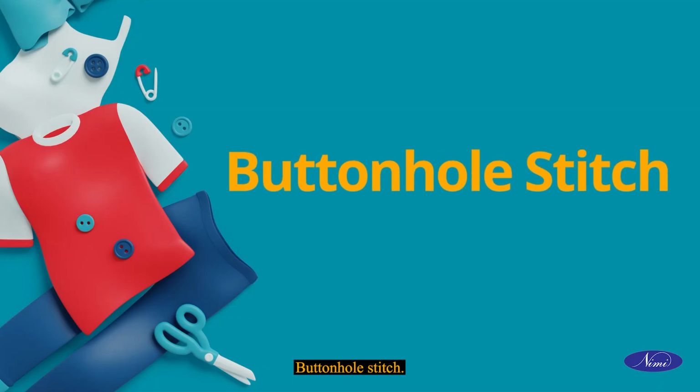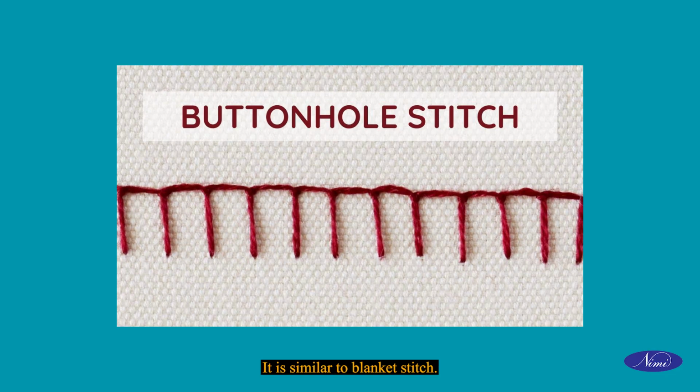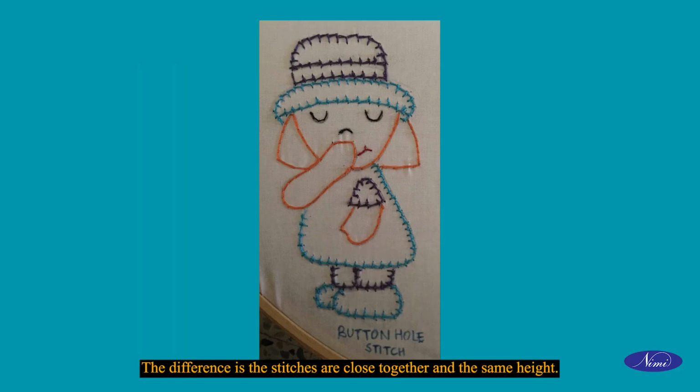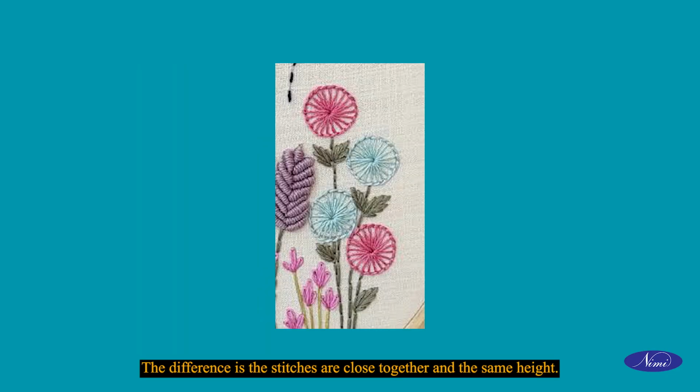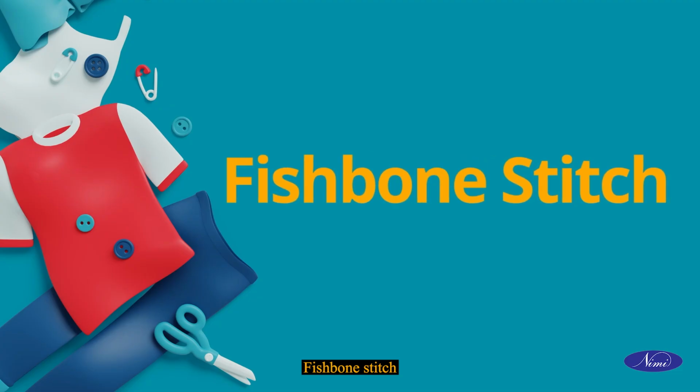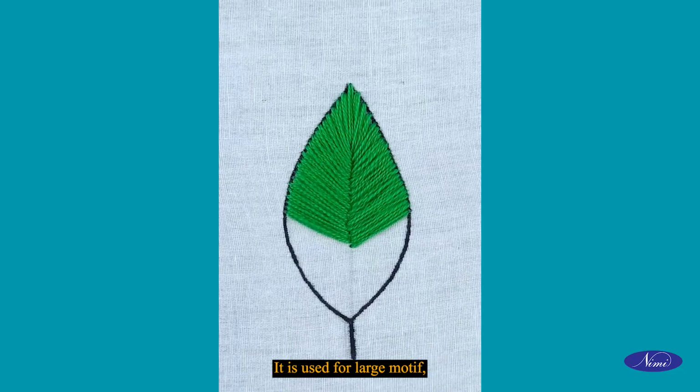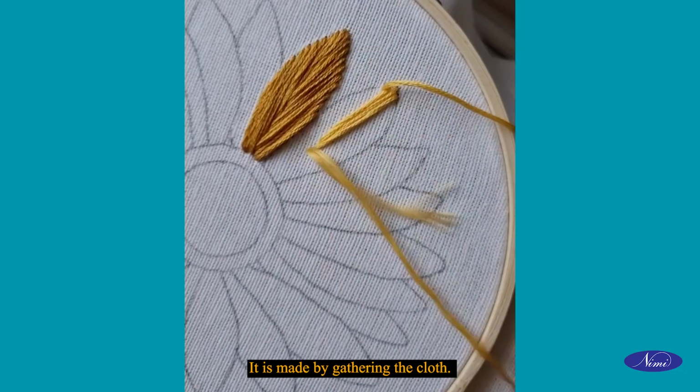Buttonhole stitch. It is similar to blanket stitch. The difference is that the stitches are close together and the same height. Fishbone stitch. It is used for large motifs. It is made by gathering the cloth.